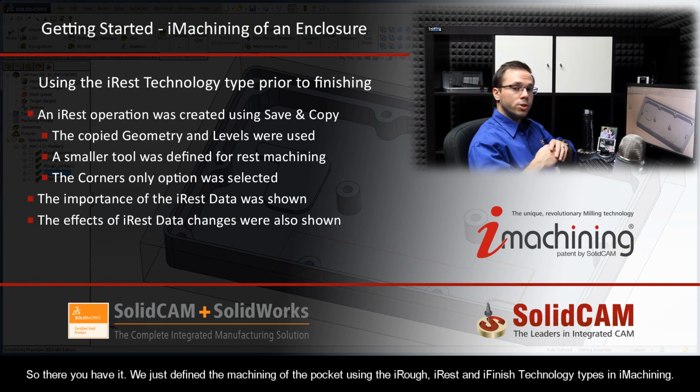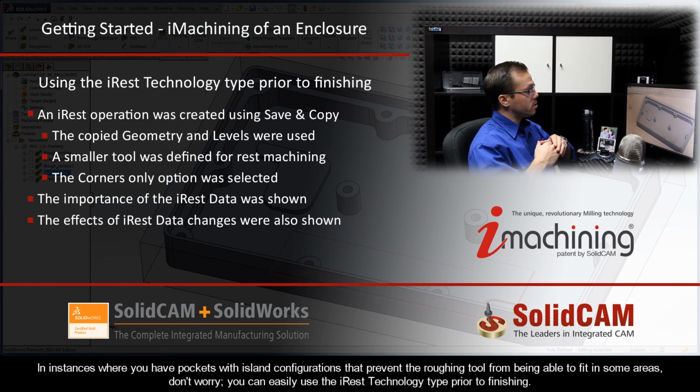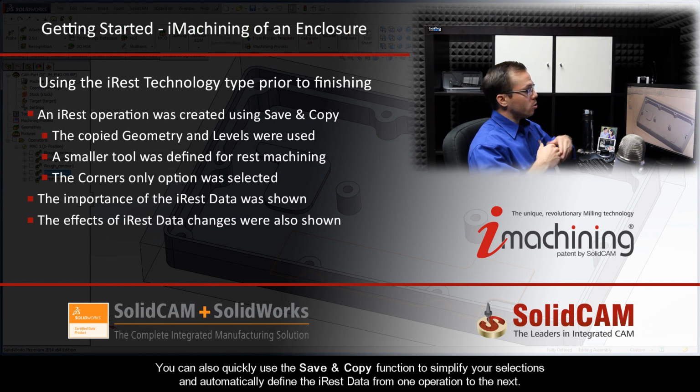So there you have it. We just defined the machining of the pocket using the iRough, iRest, and iFinish technology types in iMachining. Now, in instances where you have pockets with island configurations that's preventing your roughing tool from being able to fit in some areas, don't worry. You can easily use the iRest technology type prior to finishing. You can also quickly use the Save and Copy function like we did to simplify your selections and automatically define the iRest data from one operation to the next.